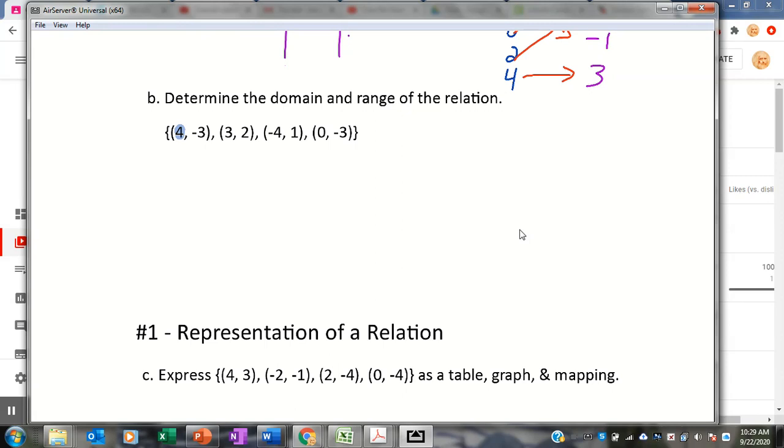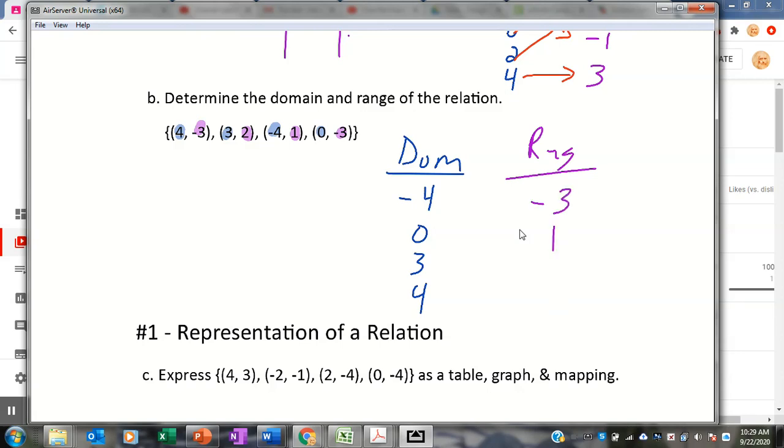So the domain is going to be the x's, and the range is going to be the y's. And so when we go to list it, we'll say domain, and we have least to greatest again: -4, 0, 3, and 4. And then whenever we write the range, it's going to be -3, 1, and 2. And again, I'll repeat as I did in the last one, there are two -3s. You do not need to list both of those when you list the range. You just write it once.